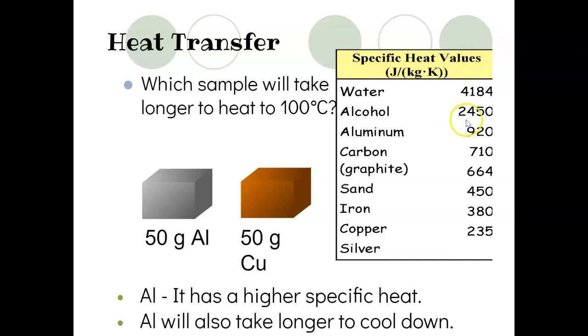The slowest. So the higher the specific heat, the longer it takes to heat up and the longer it takes to cool down. For these at the bottom, like copper and iron, they would heat up really quickly and they also would cool off really quickly.